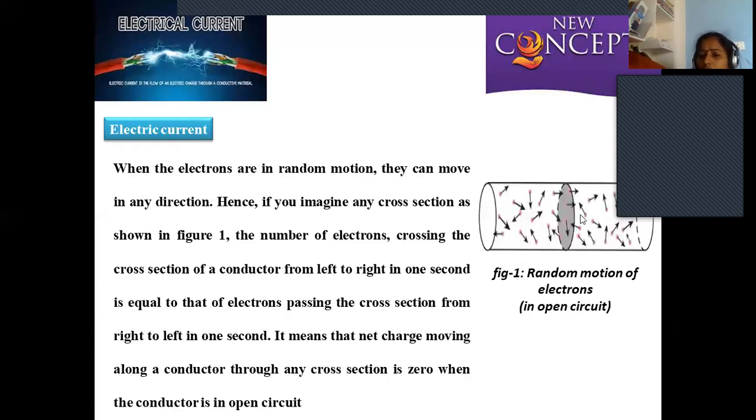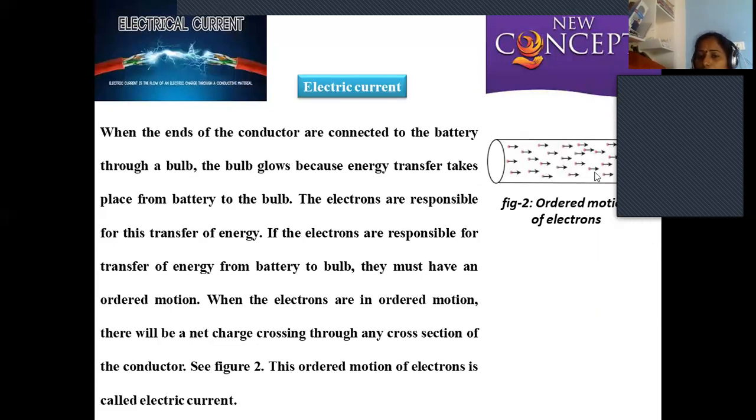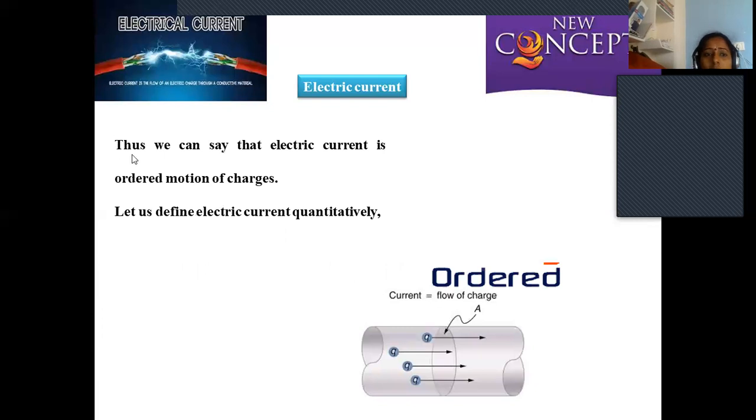So when we consider the open circuit with all possible directions, the net charge will become zero, because the possible forward and backward directions cancel to zero. That's the reason why, when ordered motion is there, the extent of electrons crossing the cross-sectional area becomes the electrical current. This is a possible definition. This is the ordered arrangement of electrons.